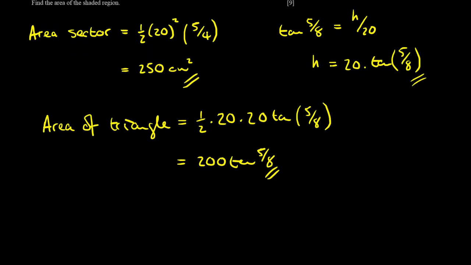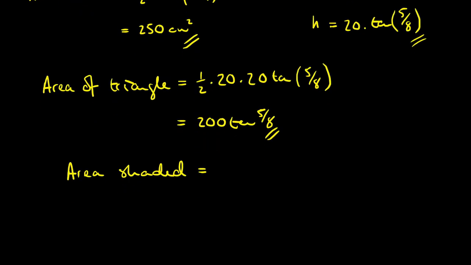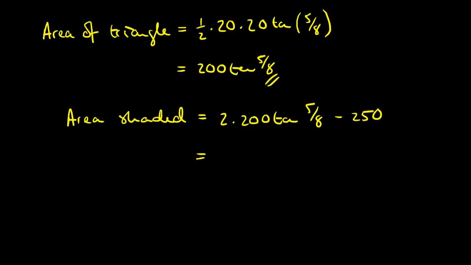And so then the area of the shaded region. Well, what's the area shaded going to be? That's going to be equal to 2 of those triangles. So we've got 2 lots of triangles, so 2 times 200 tan 5π/8 minus the area of the sector, which is 250. Now notice that so far I haven't yet keyed anything into my calculator, and I strongly recommend that you do the same. Never have things as decimals, always have everything as exact values until the very final step, and then you key it in.